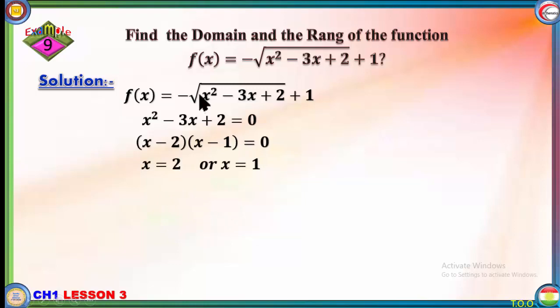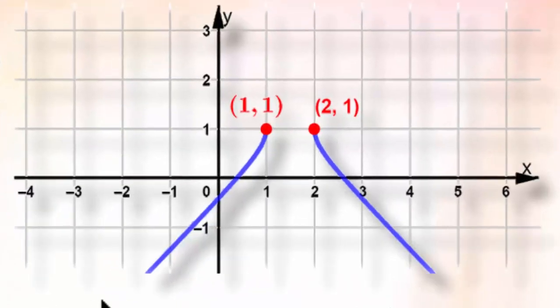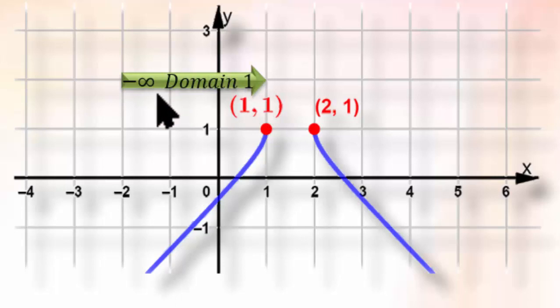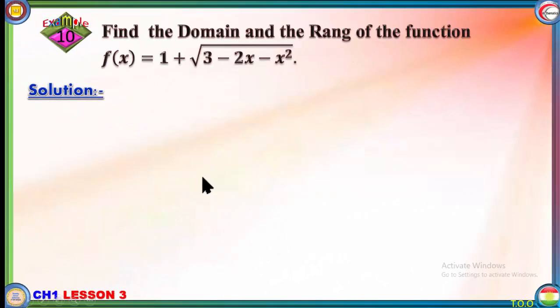Leading coefficient here is positive, therefore the domain starts from minus infinity to 1 and from 2 to the positive infinity. And because the sign of the square root is negative, the range begins from negative infinity to 1, because k is 1, as you can see in this graph. Here the domain starts from negative infinity to 1, from 2 to the positive infinity, but the range begins from minus infinity to 1.